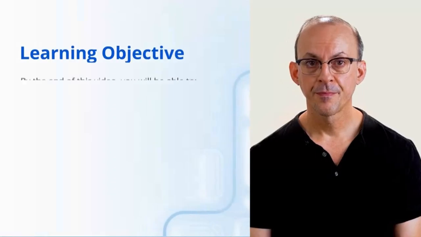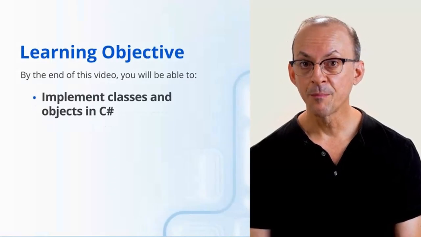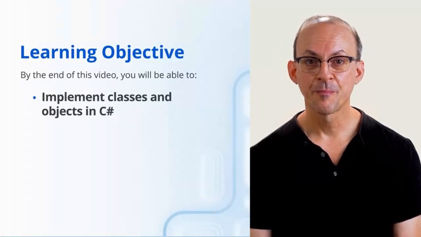Imagine you're an architect with a blueprint in hand. This blueprint outlines every detail of the house you're about to build, from the number of rooms to the placement of windows. But until you actually start building, that house just remains an idea on paper. In programming, classes in C# work much the same way. They're blueprints that define how objects will look and behave, but they need to be built before they can be used. In this video, you will learn how to implement classes and objects in C#.